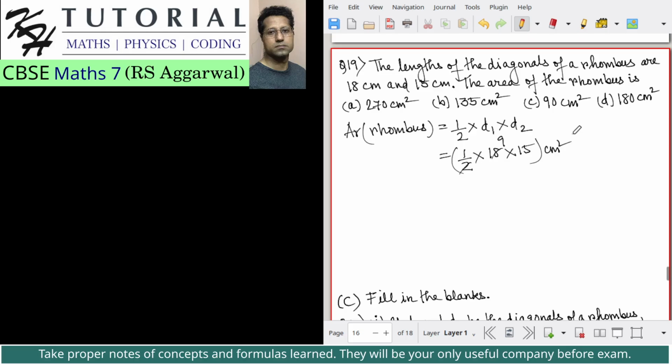So this becomes equal to 135. 135 centimeter square is the area of the rhombus. So the correct choice is B. The answer is choice B.